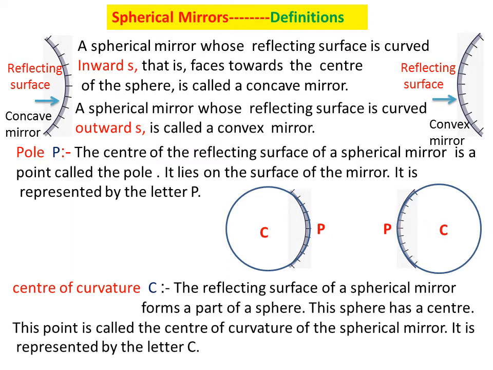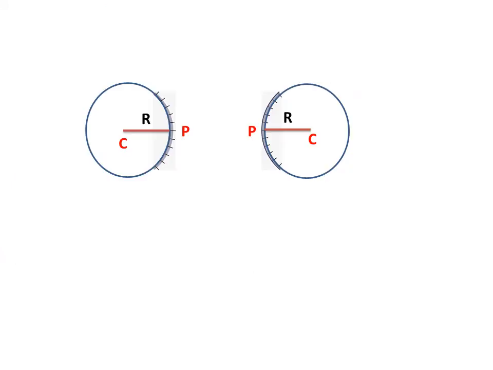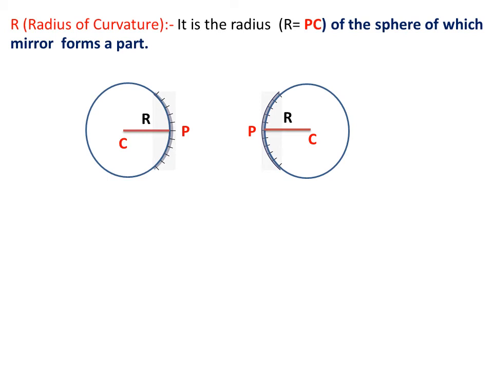Now, we move to another definition. The next definition is the radius of curvature. It is the radius of the sphere. We represent it by capital R, and R is equal to PC, the distance between the pole and the center of curvature. So R equals PC is the radius of the sphere of which the mirror forms a part. Or you can say the distance between the pole and the center of curvature is called the radius of curvature of a particular mirror.